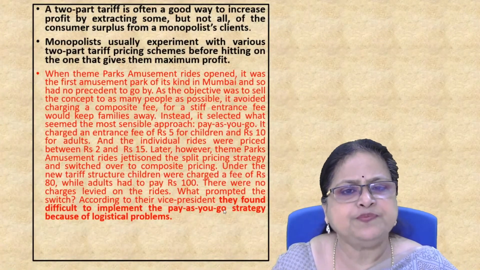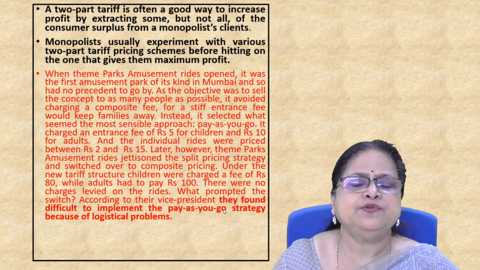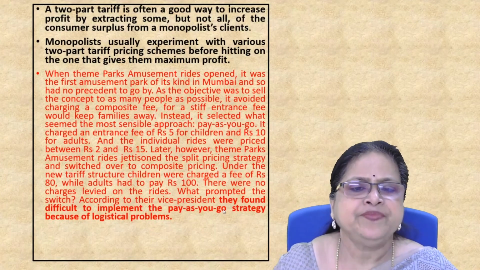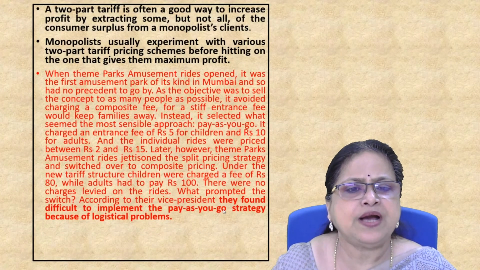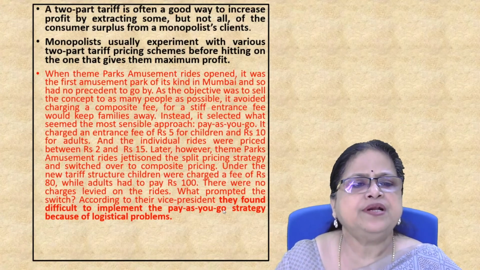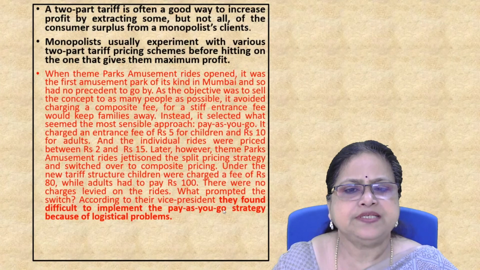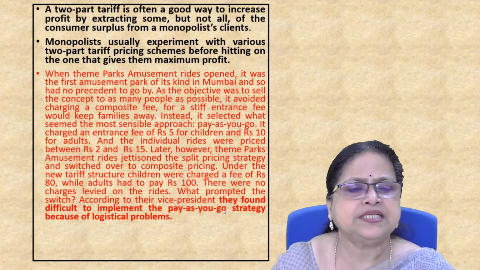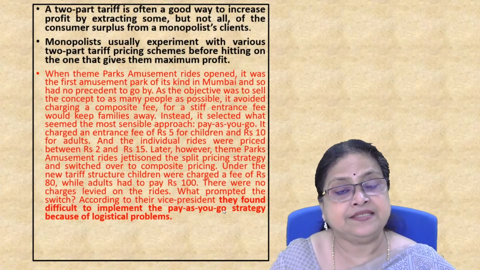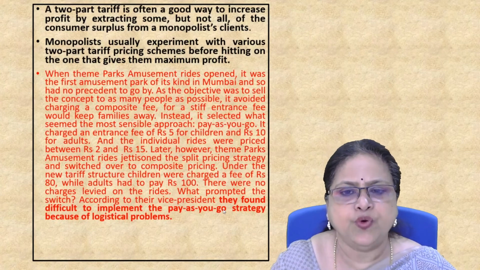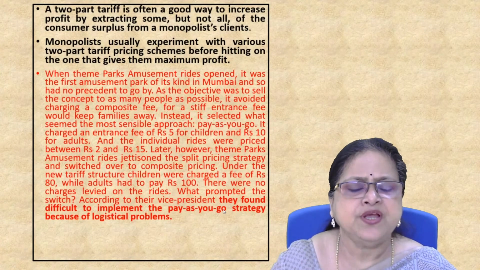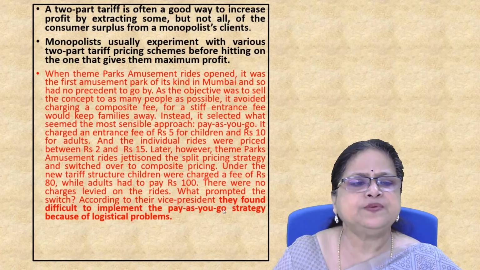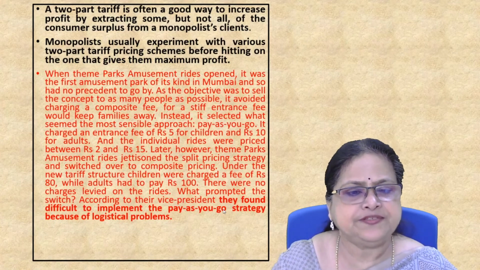When Theme Park's amusement rides opened, it was the first amusement park of its kind in Mumbai and had no precedent to go by. As the objective was to sell the concept to as many people as possible, it avoided charging a composite fee, for a steep entrance fee would keep families away. So instead, it selected what seemed the most sensible approach, that is, pay as you go. It charged an entrance fee of rupees 5 for children, rupees 10 for adults, and the individual rides were priced between rupees 2 and rupees 15.